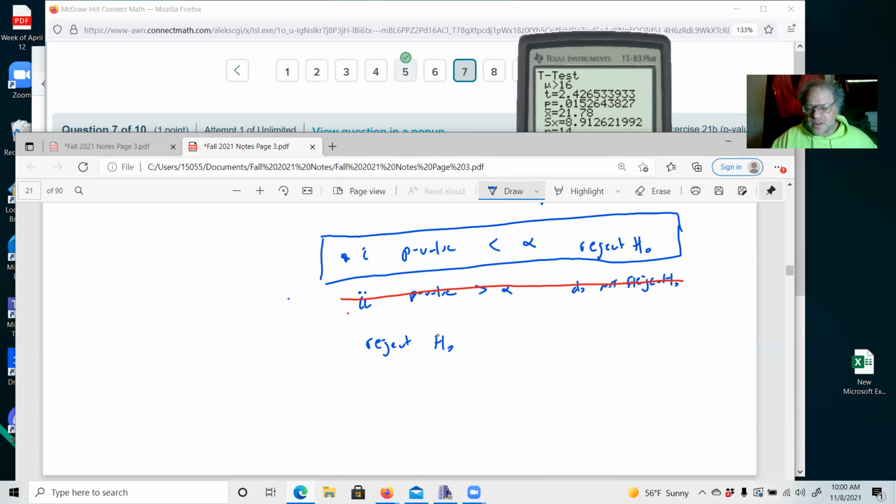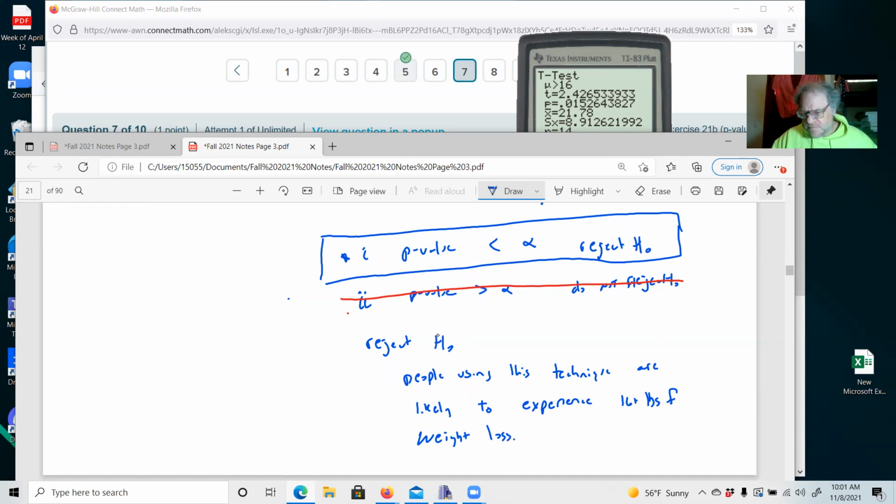Reject the null hypothesis. People using this technique are likely to experience 16 plus pounds of weight loss. Okay. All right.